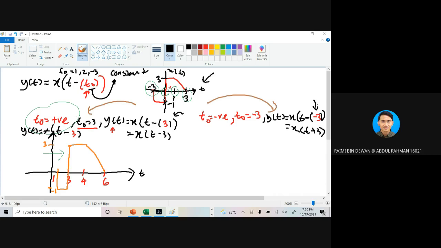So what happened is that when t naught is negative, the resultant signal, y(t) in this case, is advanced. It's advanced in time, just like I told you, instead of event A happening at 4 p.m., for example, it will happen at 2 p.m., earlier. So when it is advanced, the signal will be shifted to the left. So when your t naught is negative, your signal will be advanced.